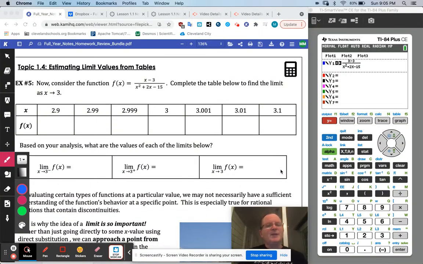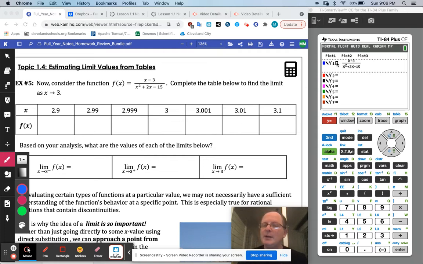Okay, so now here's the whole point on this. We're using a table, we're building the table. We're using the table to try to answer these questions down here. Obviously, look, here's the thing. They wouldn't even be asking this if this thing existed at 3, but we'll go ahead and do it.